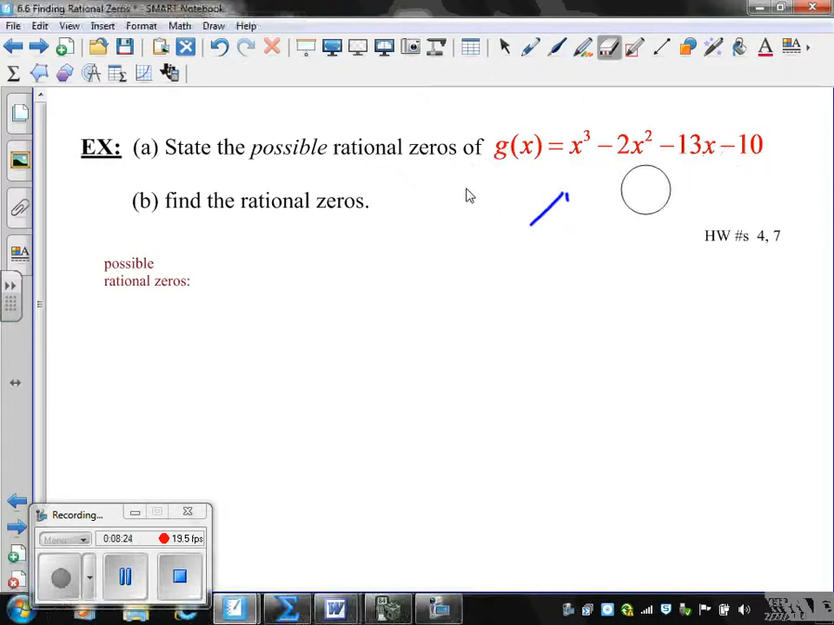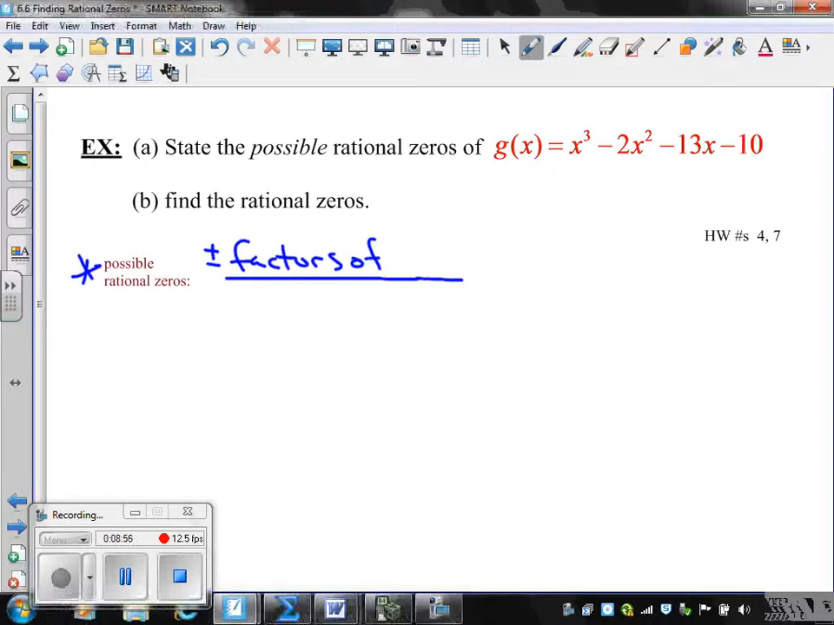So I'm going to just list all the possible rational zeros. I'm going to make a big old fraction bar. And you don't need to do this every time. I'm just doing this for the first time so we see where these numbers are coming from. I'm going to put a plus or minus, and I'm going to write the words factors of, and I'm going to write 10, because 10 is my constant. Actually, it's negative 10, isn't it? Okay. So factors of 10 over the factors of my leading coefficient, which is 1.